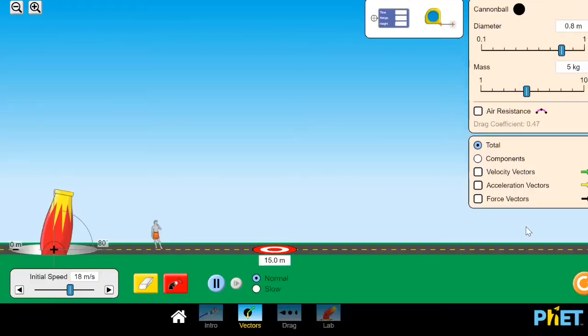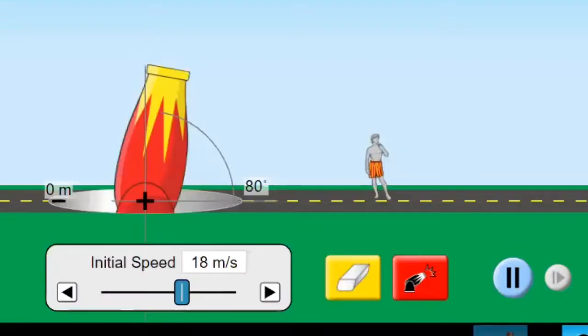Hello, this is Lily, and in this video I'm going to explain how to calculate the maximum height and the range of a projectile. Firstly, we start with the PhET simulation. We do some measurements, and after that we do calculations to see if we can get the same answer as the simulation.